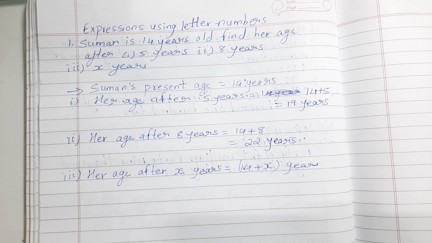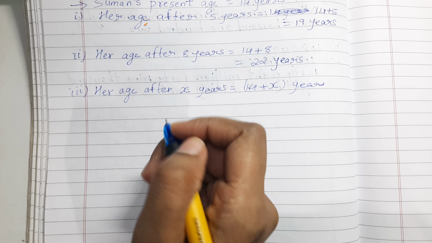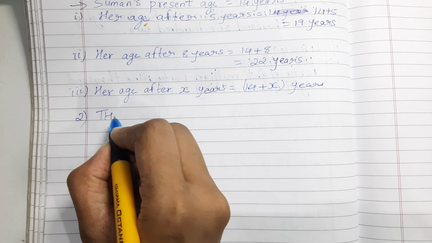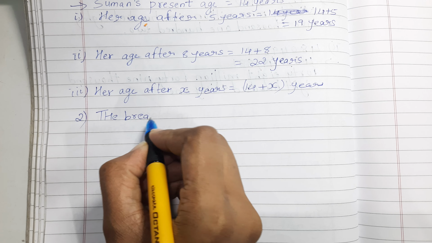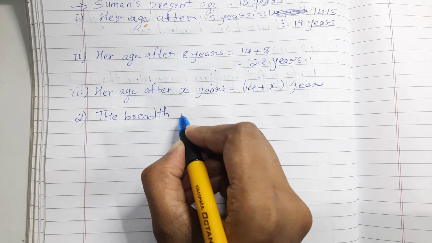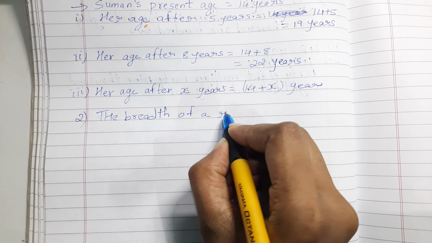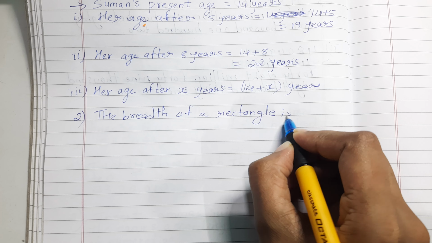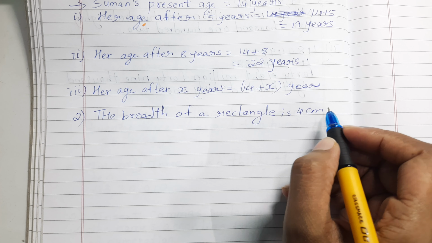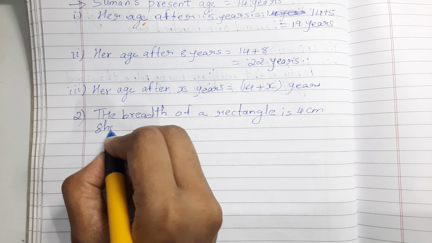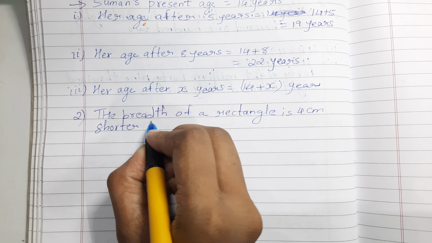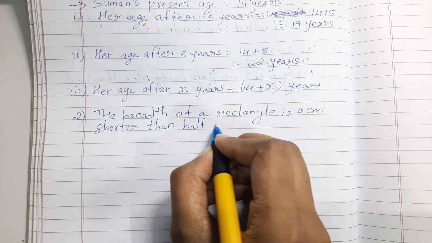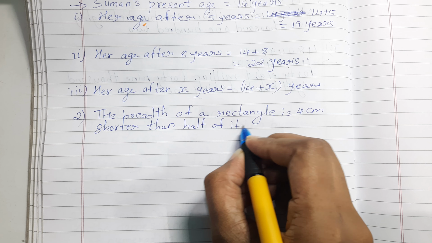So let me give you all one more question. You all can try this. The breadth of a rectangle is 4 centimeter shorter than half of its length.